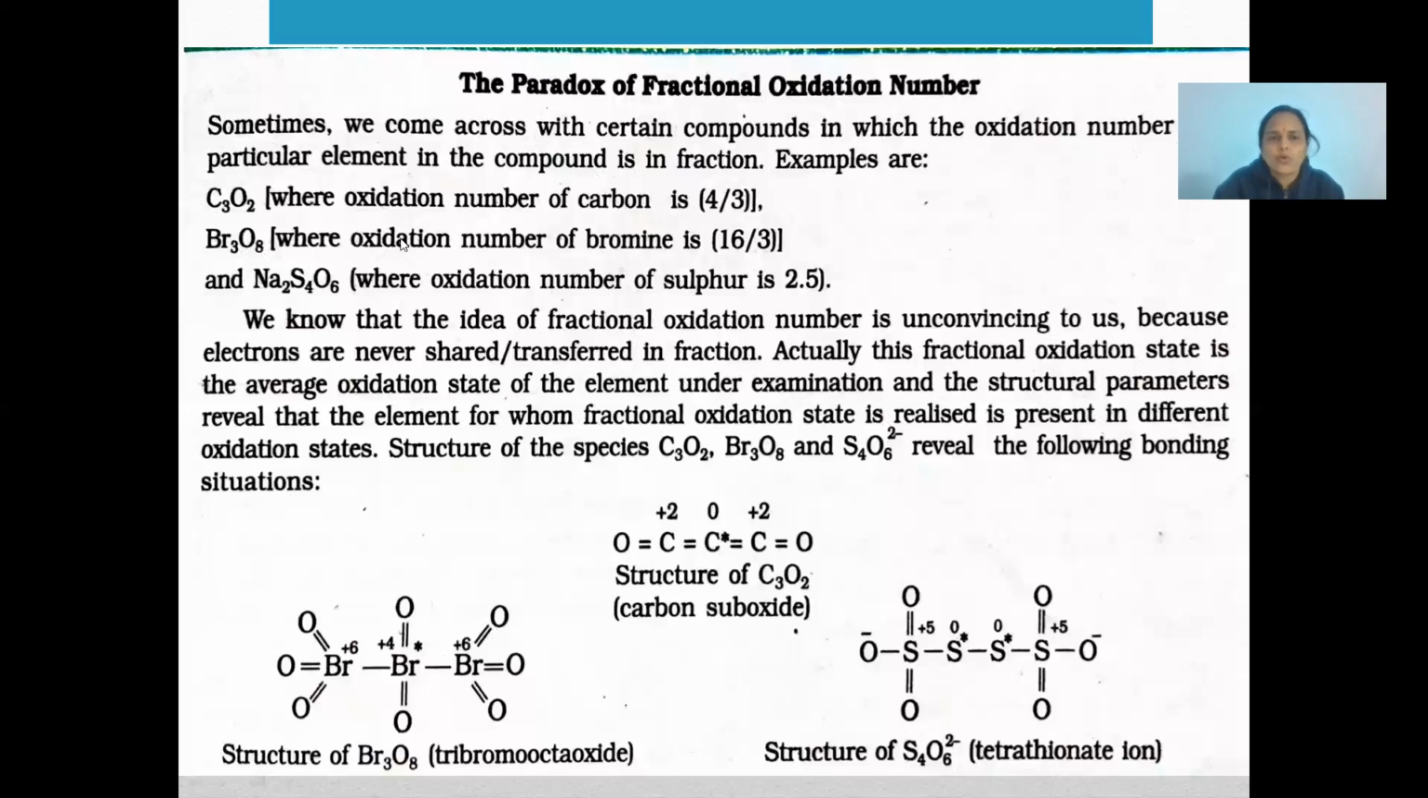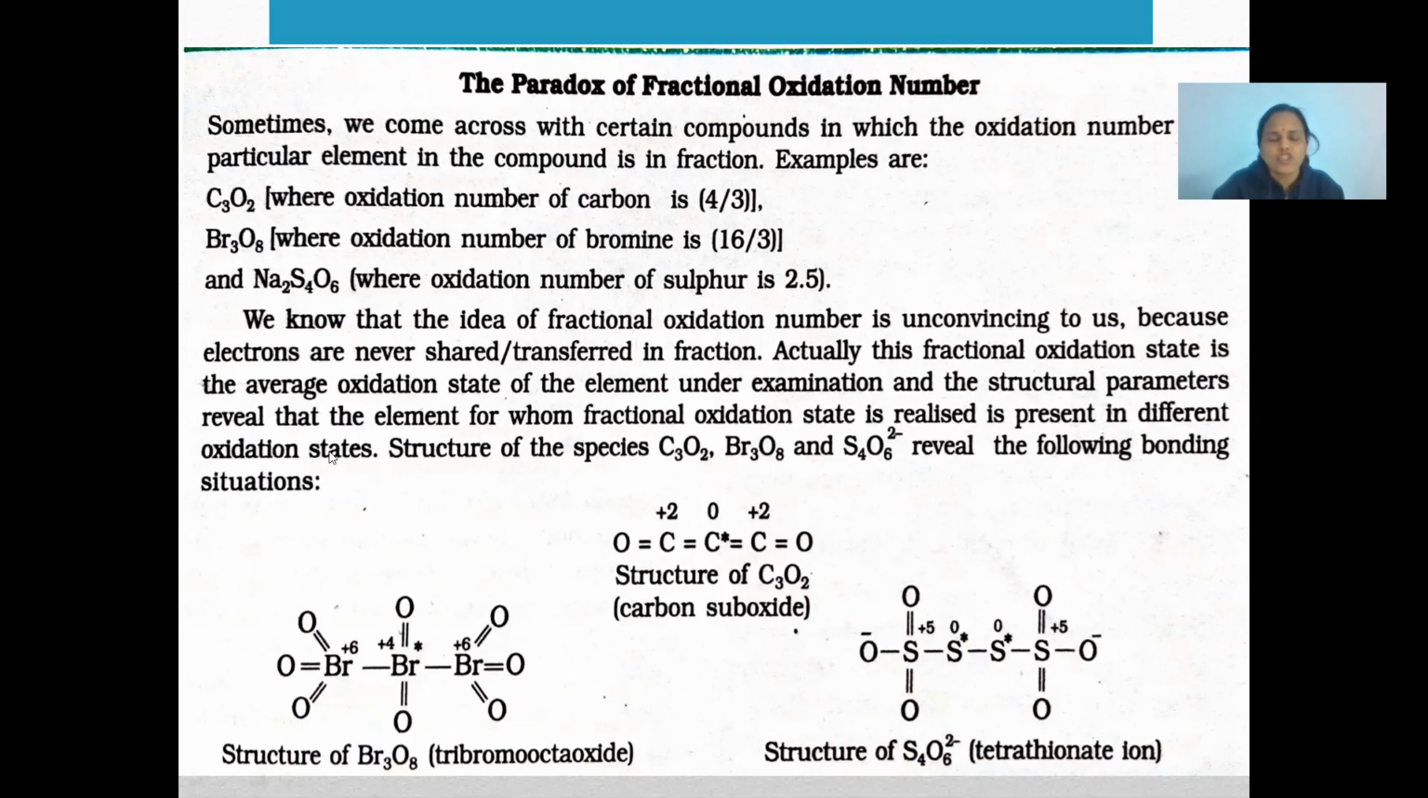Here it is C3O2. When you calculate the oxidation number of carbon, it comes out to be 4/3. Similarly, in Br3O8, when you calculate the oxidation number of bromine, it comes out to be 16/3. And in Na2S4O6, sulfur oxidation number comes out to be 2.5. So the idea of fractional oxidation number is unconvincing to us because electrons are never transferred in fraction. Actually, this fractional oxidation state is the average oxidation state of the element under examination.